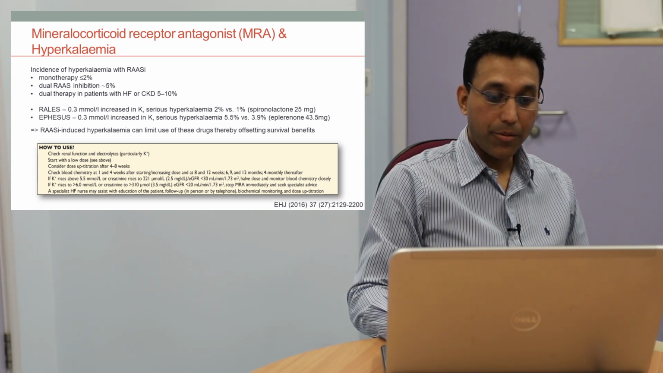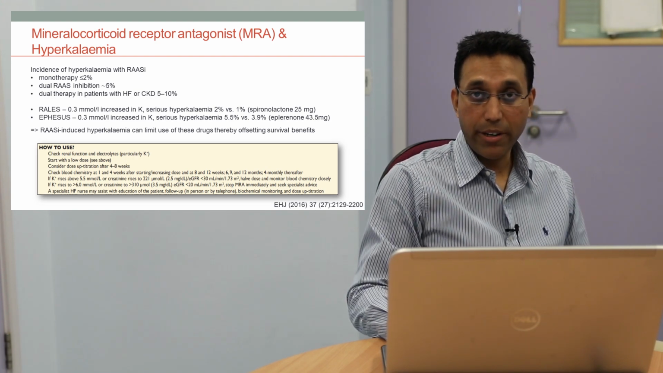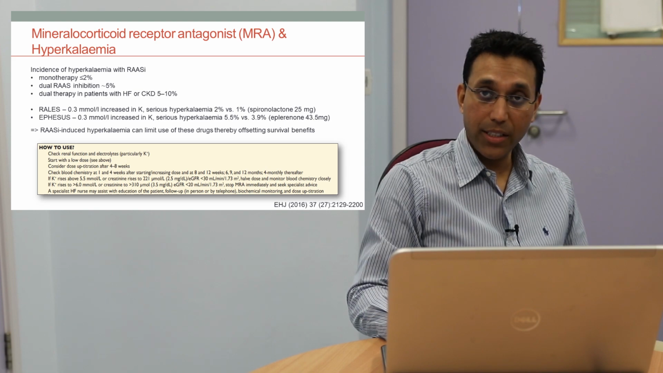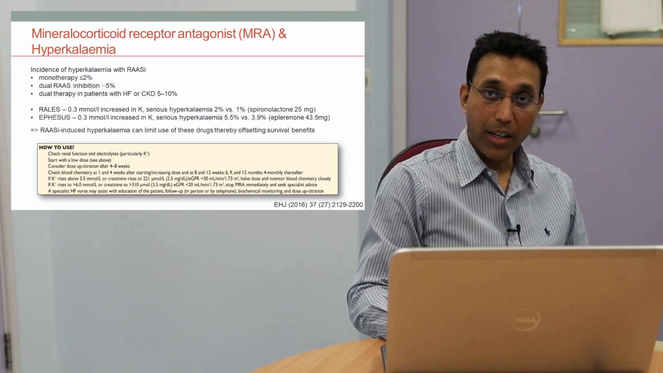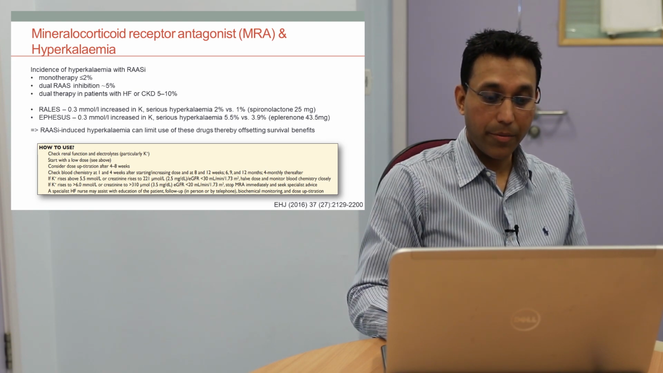If you look at the trials that I've mentioned, in the RALES trial, there was an overall increase in potassium levels by 0.3 millimoles per litre, and serious hyperkalemia, that's greater than 6 millimoles per litre, occurred in 2% of the group treated with spironolactone. In EPHESUS, the rates of hyperkalemia were 5.5%, although this was higher. There was a slightly higher equivalent dose of eplerenone, and more patients were given beta blocker treatment, which also increases the risk of hyperkalemia.